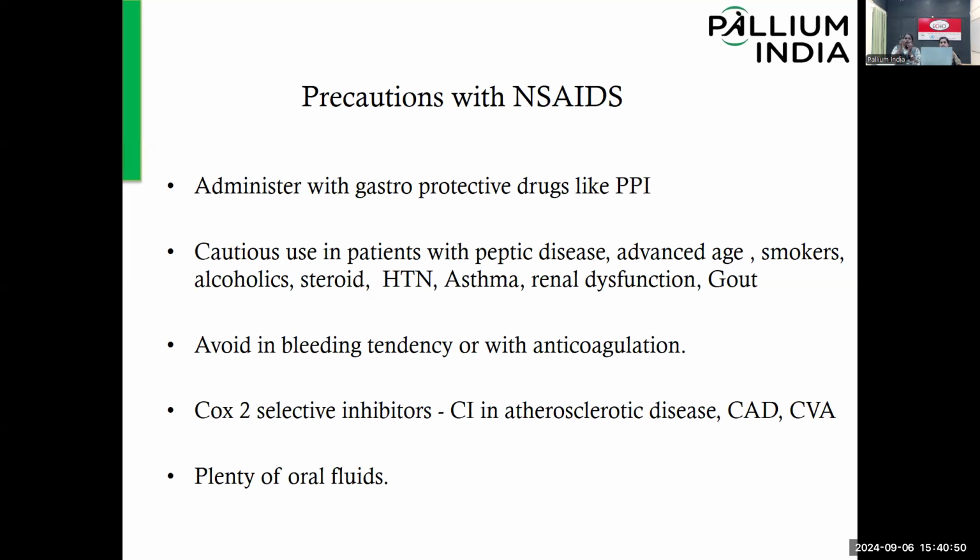So if some patients are just buying analgesics from the pharmacy and taking them, that is not advisable. So we should be very cautious, though it is not contraindicated.